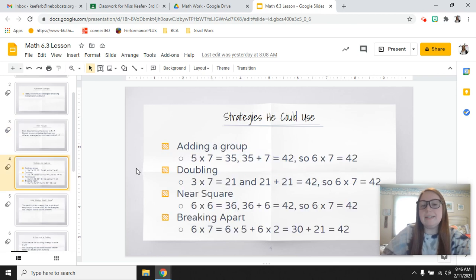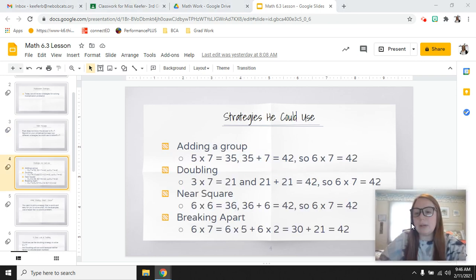All right, so solving 6 times 7. What are some ways that Evan could do this? Well, he could add a group. He knows the fact, so his helper fact is 5 times 7, which equals 35. He would need to add a group of 7 to that total. That's where the adding a group comes in. So he would do 35 plus 7 would equal 42. So 6 times 7 equals 42. Check your work. Was this one of your strategies you used?